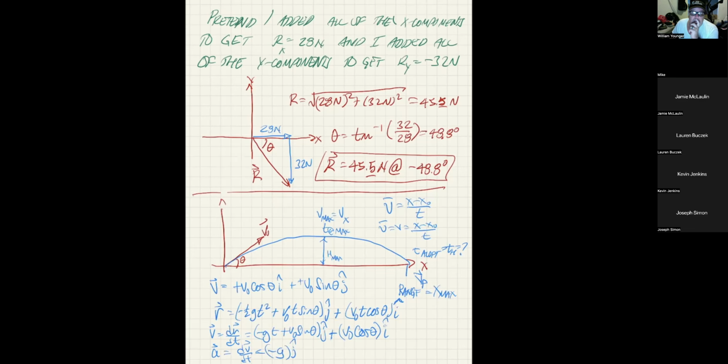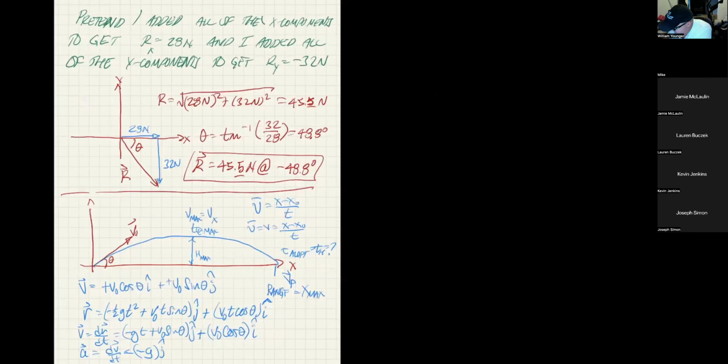Like if I want to know how long it is aloft, or how long it takes to get to its max height, then I just have to figure out at what time t the y velocity is 0. So if I look at this velocity equation that I got, it says negative gt plus v0 sine theta. If I set that equal to 0, that'll give me t max. So I'm going to take negative gt plus v0 sine theta equal to 0, and this is at max. So that's the t max. That gives me t max is equal to v0 sine theta over g.